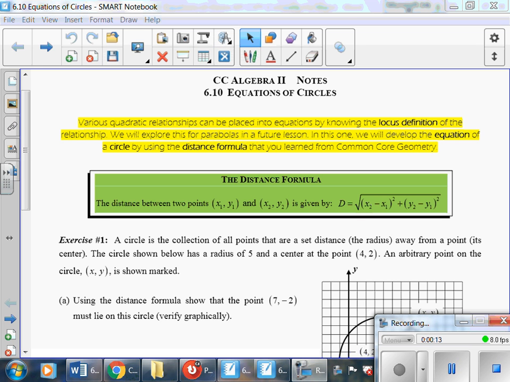We're going to talk about equations of circles today, which is one of my favorite things to talk about because I love circles. I know they're not a function, but they're just so symmetric. I just love circles.